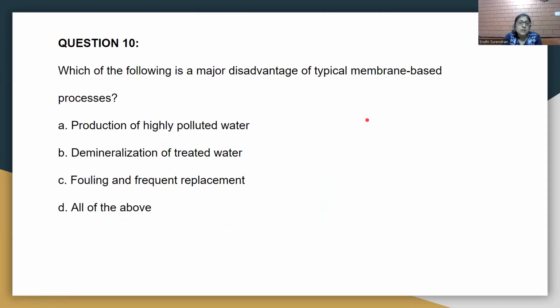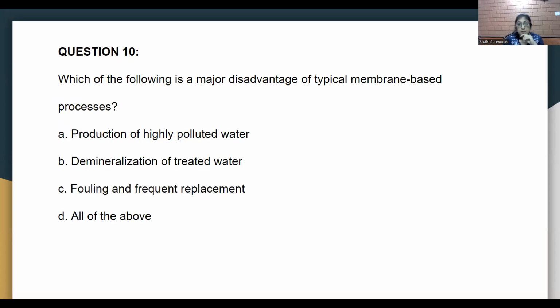Moving on to the tenth question. Which of the following is a major disadvantage of typical membrane-based processes? Is it production of highly polluted water, demineralization of treated water, fouling and frequent replacement, or all of the options? Sangamitra says it's C. Mujahid is also saying it's C. Kiran, do you have an answer? Okay, Kiran is saying it's D. So let's move on to the solution.